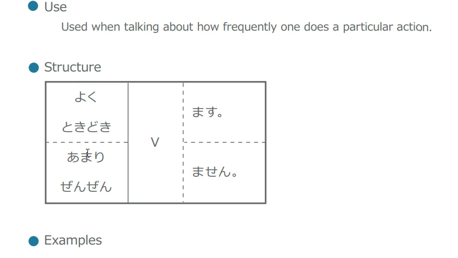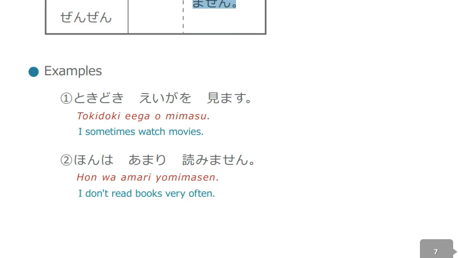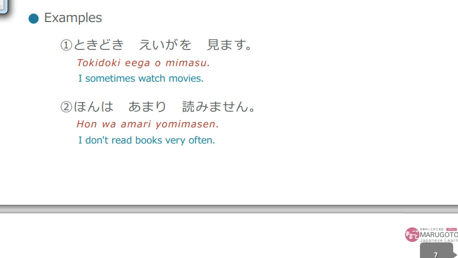These here are frequency words. Yoku means often, tokidoki sometimes, amari not often, and zenzen never. Amari and zenzen have negative verbs. So these two here occur less than 50% of the time. So because of that, we use a negative verb. That's really important that you do remember that. Let's have a look at some examples.